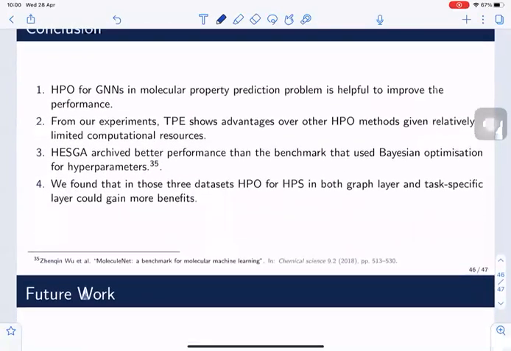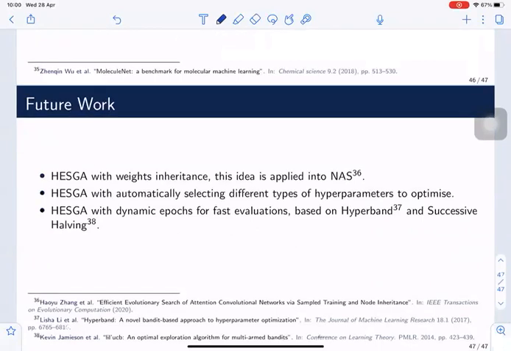Okay, and finally, in the future, in order to improve our HISCA, the first idea is we want to make use of weight inheritance. This idea is already applied in neural architecture search. It will save computational resources. We don't have to train the model from scratch. We can take the model from the previous evaluations and continue to train it.